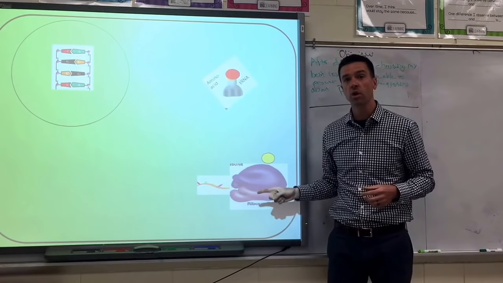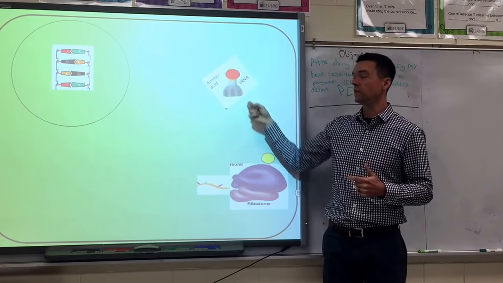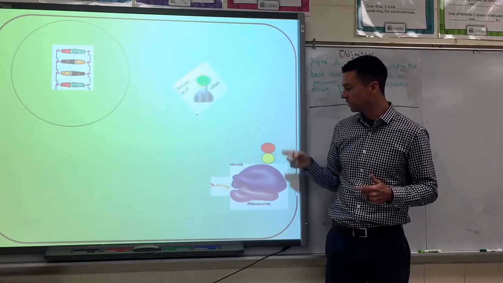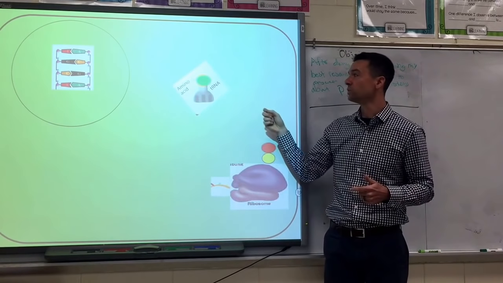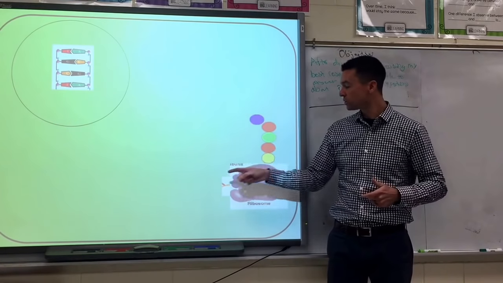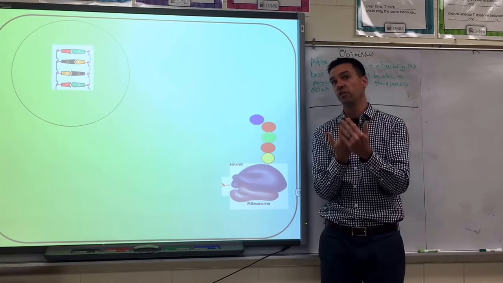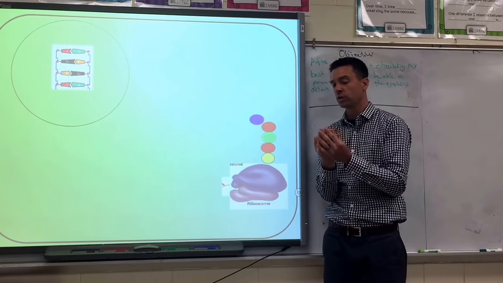And then it reads 3 more letters and says, all right, now we need a red amino acid. So tRNA goes and grabs a red amino acid. And then it reads 3 more letters and says, we need a green one, and it brings it over. We need a red one, brings it over. We need a blue one. So what happens is it reads the code 3 letters at a time, and every 3 letters stands for a different amino acid. So it knows which one to go together.